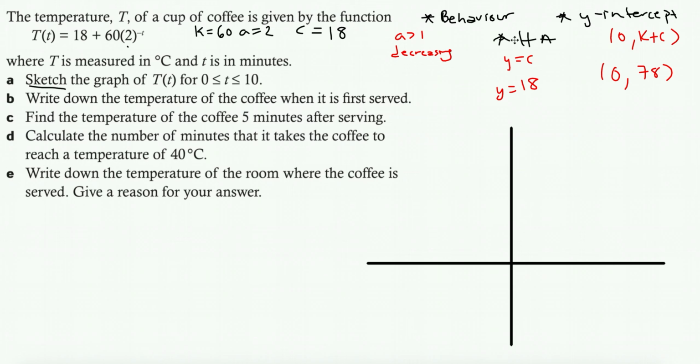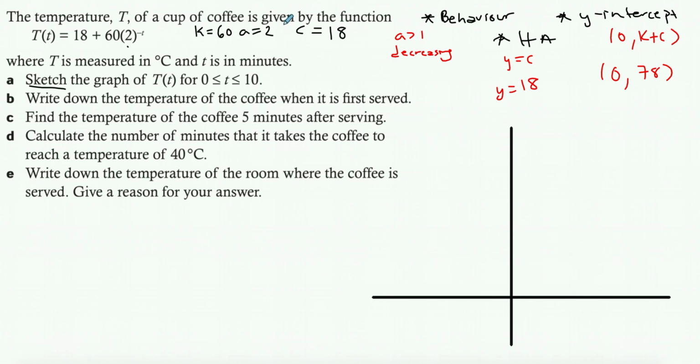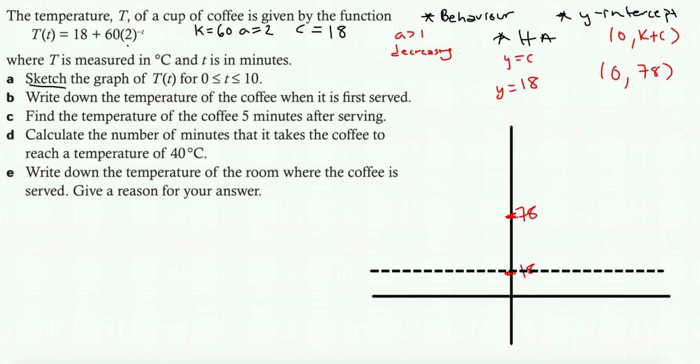We'll need to define all of these properties, so the asymptote and the intercept. So if I label this to be my y-intercept, 78, and let's say this was my horizontal asymptote, 18. Remember, this is a sketch, so it doesn't have to be accurate, but obviously 78 has to be above 18. I know that my graph has to go through the y-intercept, and then go to the 18, but never touch it.